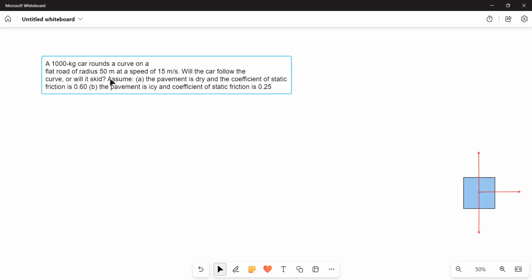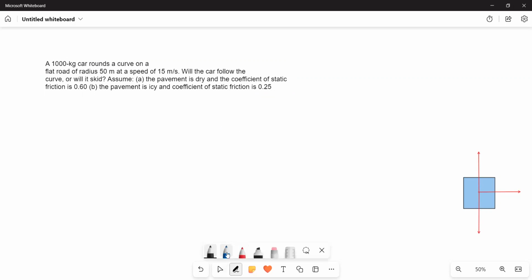This is the question. The data given is, assume there are two parts for this question. First part is, assume the pavement is dry and the coefficient of static friction is 0.6. Second bit, the pavement is icy and the coefficient of static friction is 0.25. Now we have to do the problem. Let us write the data.